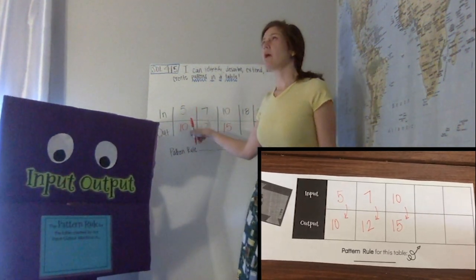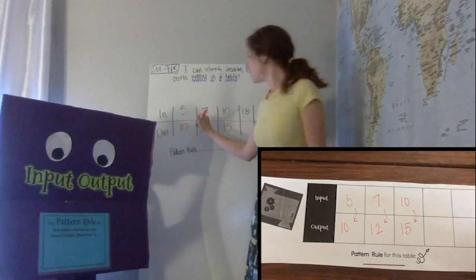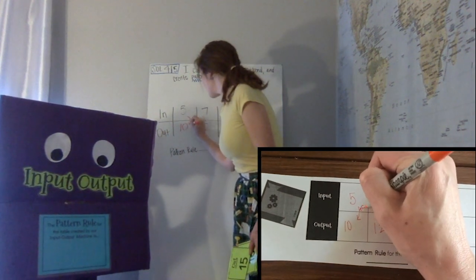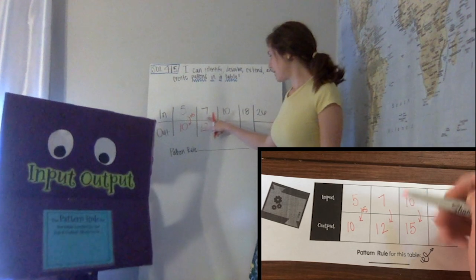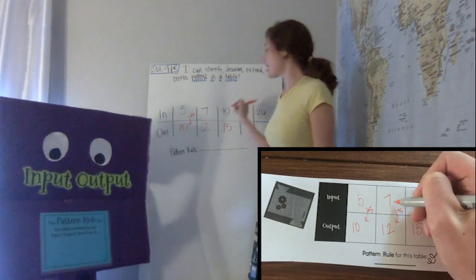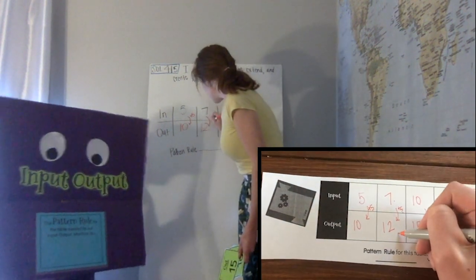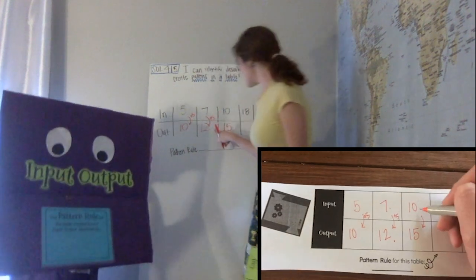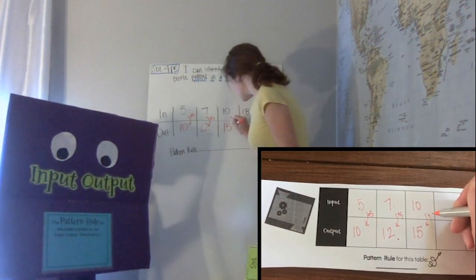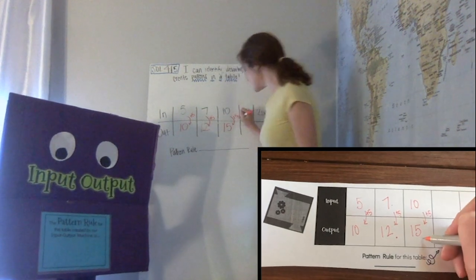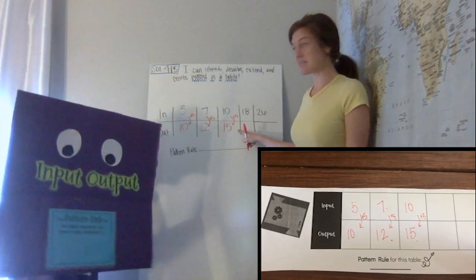5 plus what would give me a sum of 10? 5 plus 5 would give me a sum of 10. Let's see if that works. 7 plus 5. 7 plus 5 would give me a sum of 12. Let's see if we're still working. 10 plus 5 would give me a sum of 15.